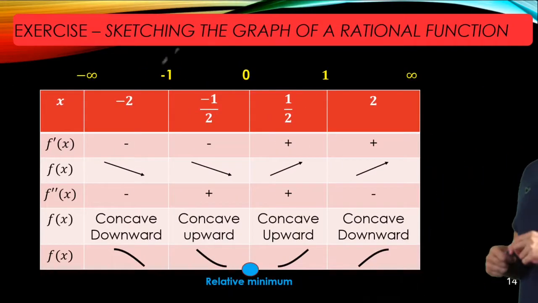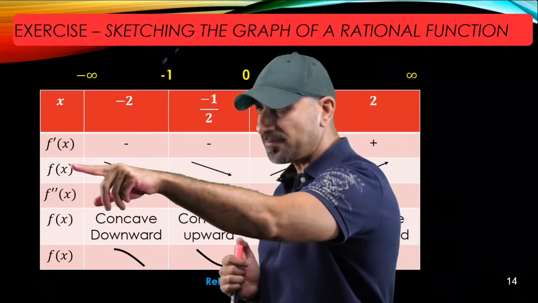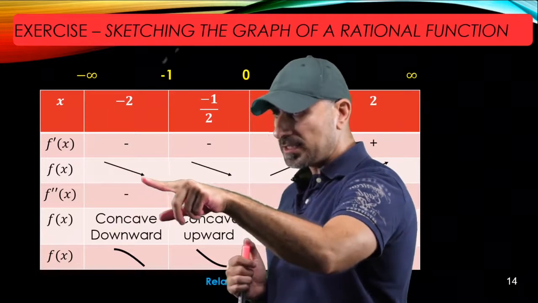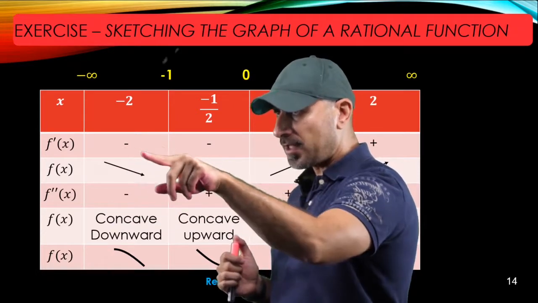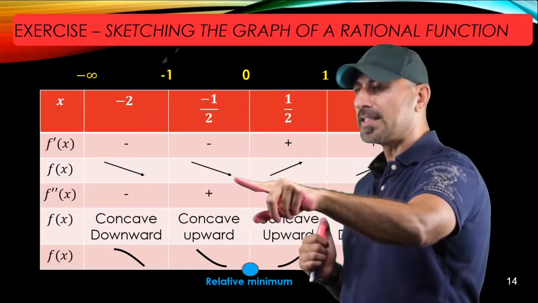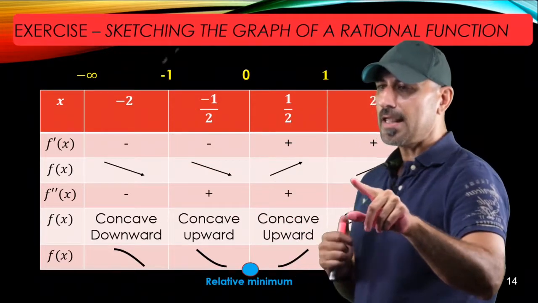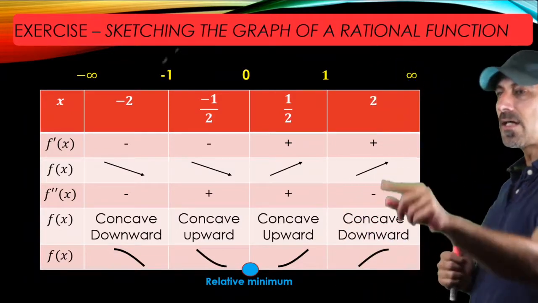And from the increasing decreasing test, we can immediately conclude that the function f has to be decreasing here because f prime has the sign negative here. And here on this subinterval as well, f is decreasing. And f is increasing on this subinterval, and f is as well increasing on this subinterval.